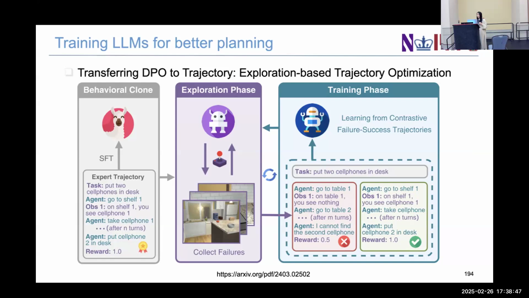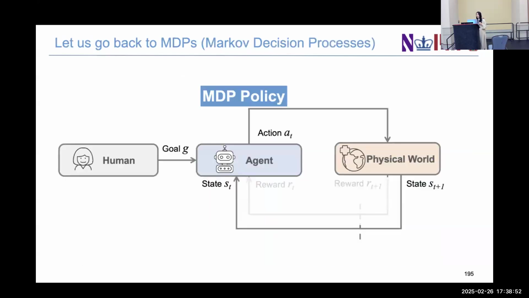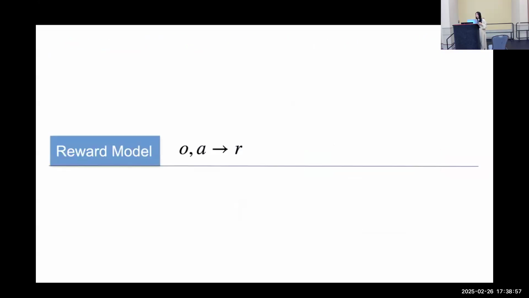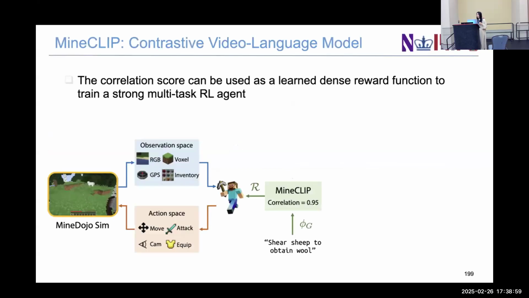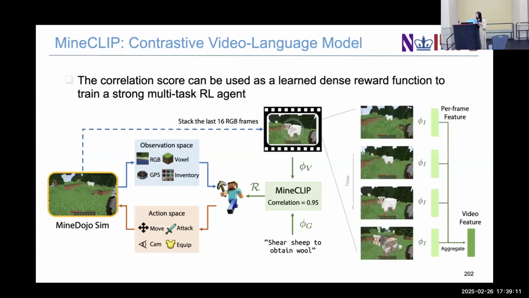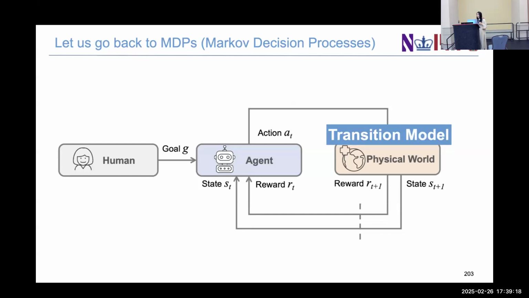This work introduces a model called ETO, which extends DPO to trajectory training. After we train this policy, the next part is the reward model. The reward model outputs a scalar that predicts the distance between the current status and the final status. The input is the goal and the current status, and the model calculates a score to see whether the agent is close or not. So this is basically how we can learn the different components.